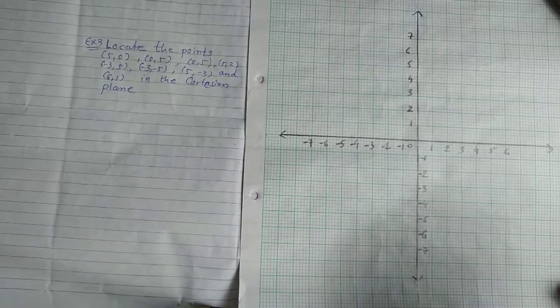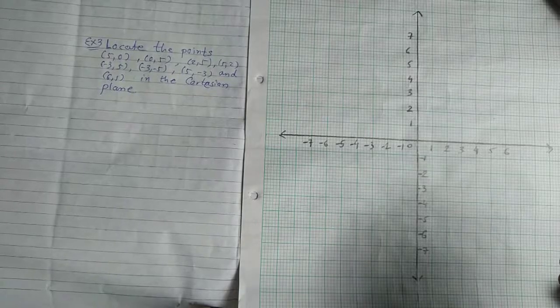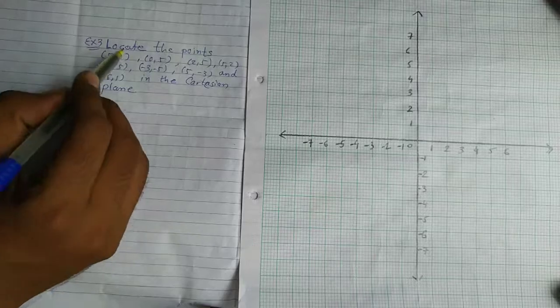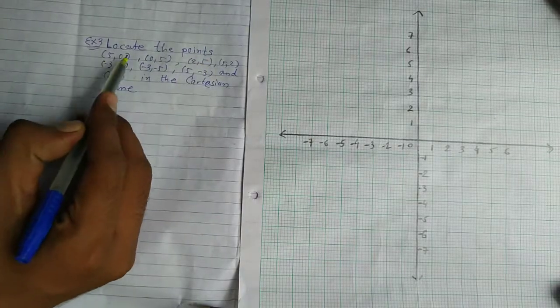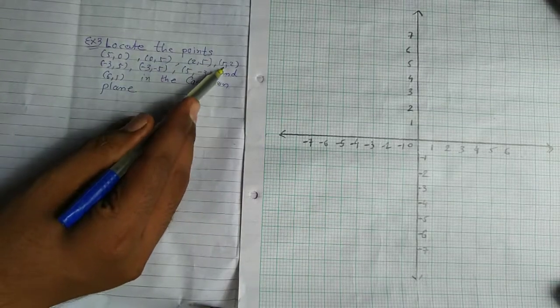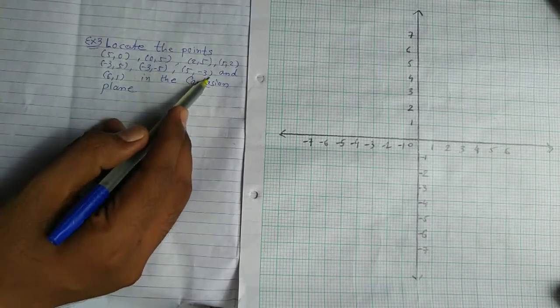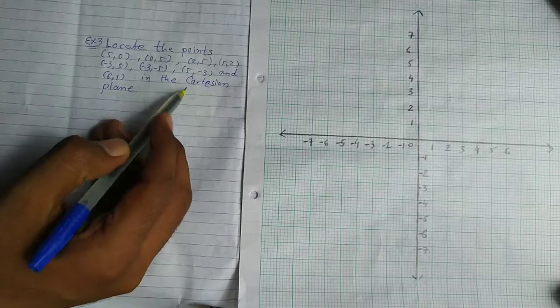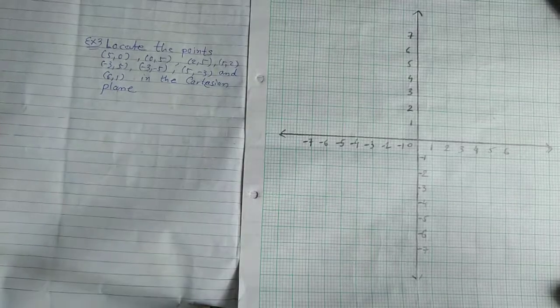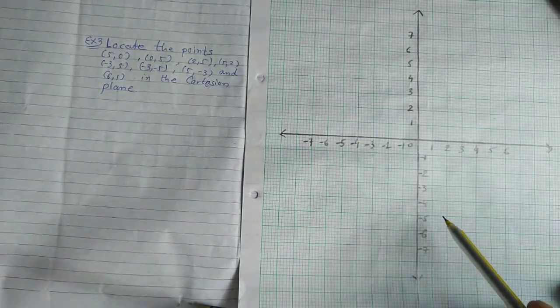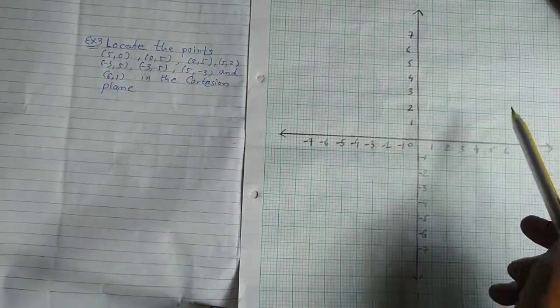First, example number 3. In example 3, our question is to locate the points (5, 0), (0, 5), (2, 5), (5, 2), (-3, 5), (-3, -5), (5, -3) and (6, 1) in the Cartesian plane. Okay, now here is the Cartesian plane.